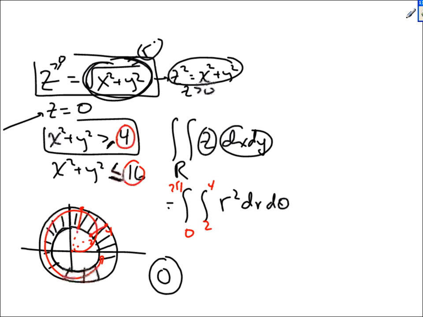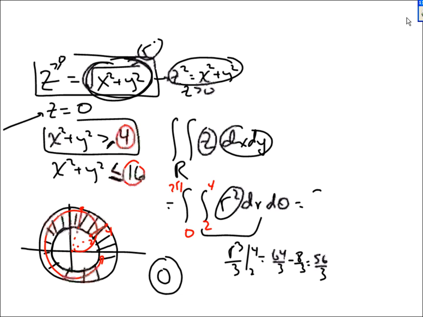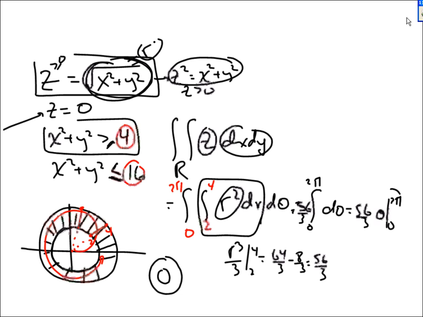Integrating this is a snap, so we'll do it. This integral is r cubed over 3 from 2 to 4. 4 cubed is 64 over 3 minus 8 over 3, which is 56 over 3. So it's the integral from 0 to 2 pi of 56 over 3, which is a constant. I'll pull it out in front. This was just 56 over 3 d theta. So you get 56 over 3 theta from 0 to 2 pi. That's just 2 pi. 56 times 2 pi is 112 pi over 3.